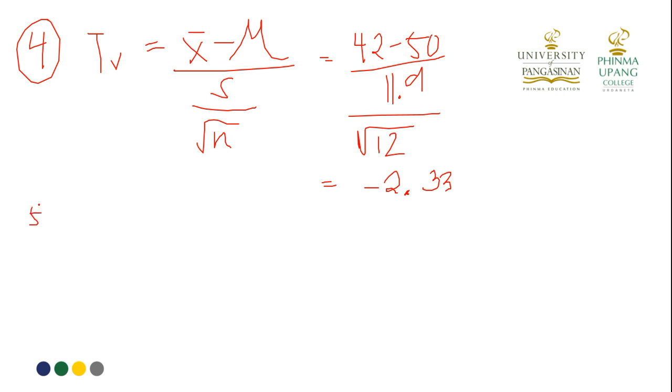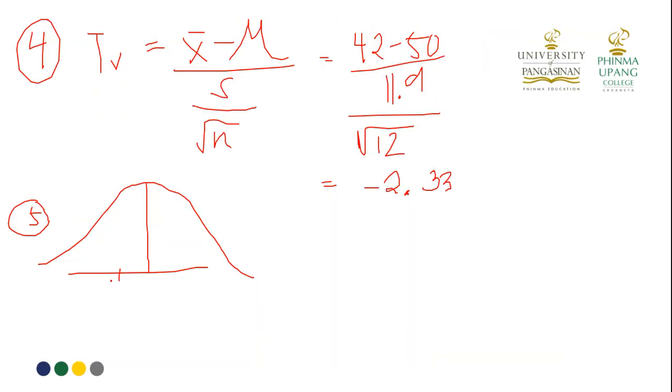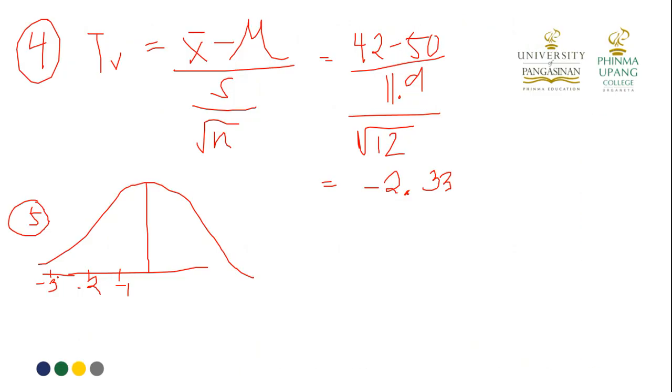Okay, number 5. So, yung number 5, since less than siya, so magre-rely lang tayo sa ating normal distribution to the left. To the left lang tayo, no? And the critical region is negative 2.718. So, approximately, this is negative 1, negative 2, then this is negative 3. The critical region is approximately located here. This is our critical region for T, and the rejection area is to the left because the direction is to the less than, kaya to the left.